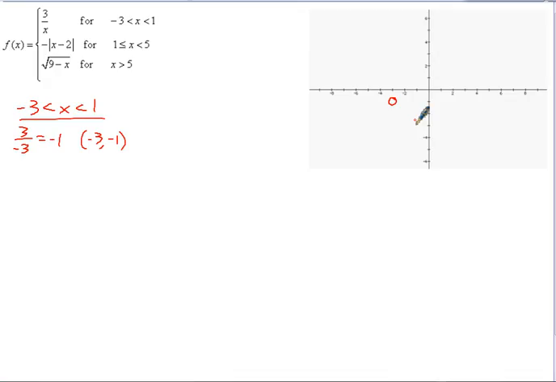Now let's substitute in the other breakpoint, 1. So 3 divided by 1 gives you 3. So 1, 3. Also doesn't have the equal to, so another open circle at 1, 3. But if you look at the equation, 3 over x, that's similar to the graph of 1 over x. And remember 1 over x, remember the graph of y equals 1 over x. Here's your x and y axis, looks something like this.